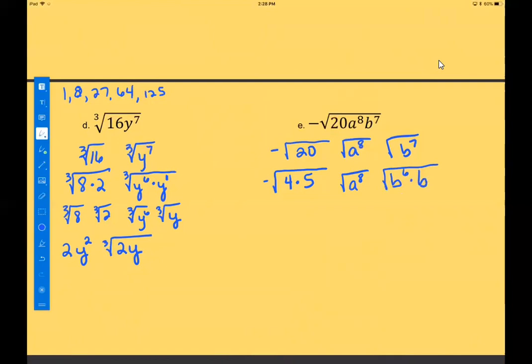Our perfect factors are going to go outside. The ones that are not will stay under. I'm writing some additional steps here that could be skipped. So we're going to get a negative. Square root of 4 is 2. The square root of 5, 5 stays under the radical. Square root of a^8, 2 will go into 8 4 times, evenly. 2 will go into b^6, 2 will go into 6 3 times, that's out. And then the square root of b, that b has to stay under the radical.